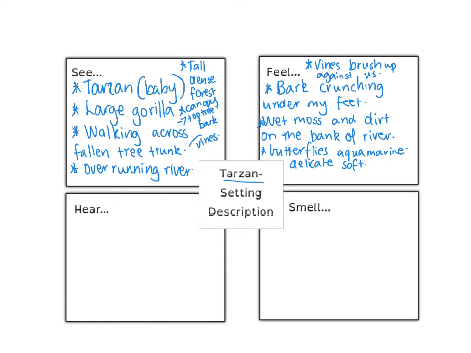Now I'm going to move on to smell. So being in a jungle, it's incredibly fresh. There's lots of fresh air, lots of water, running water, so it's fresh air, it's clean air, there's no pollution. Maybe we can also smell the trees. You know how some trees have a different scent, and it's a really clean scent. It smells like the outdoors. So the trees could have like a smell or a scent.